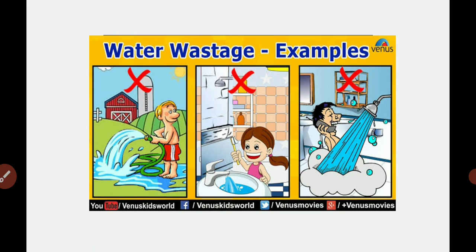After washing the vegetables, you can give that water to the plants. Like this way, you can save water. When you wash your cars, pour the water in the bucket and then wash your car. While bathing, don't use shower. Take water in the bucket and then bath. Like this way, we can save water.